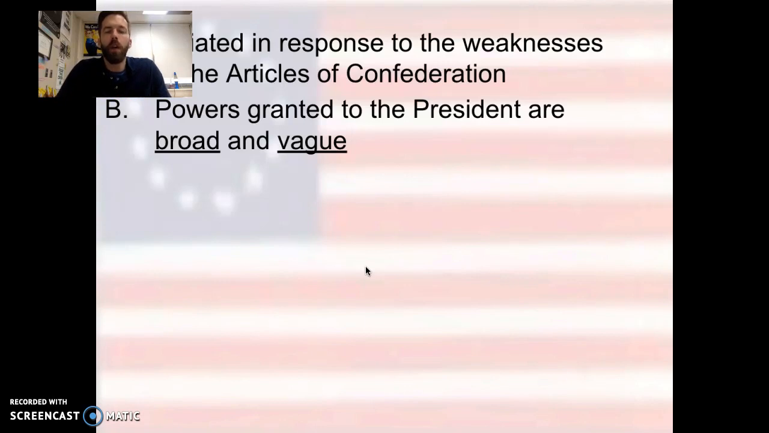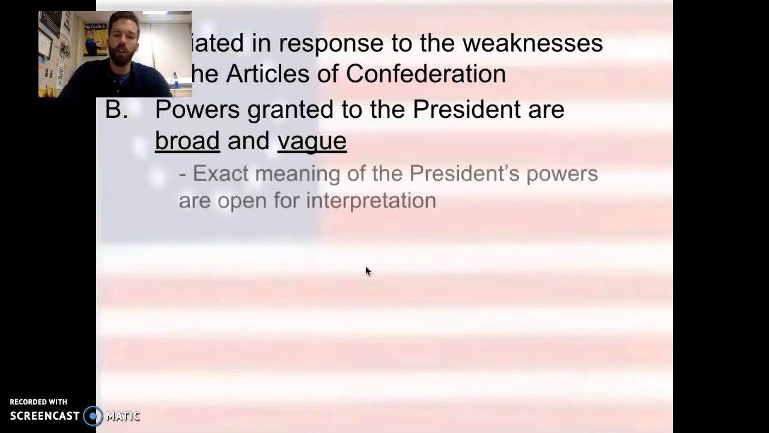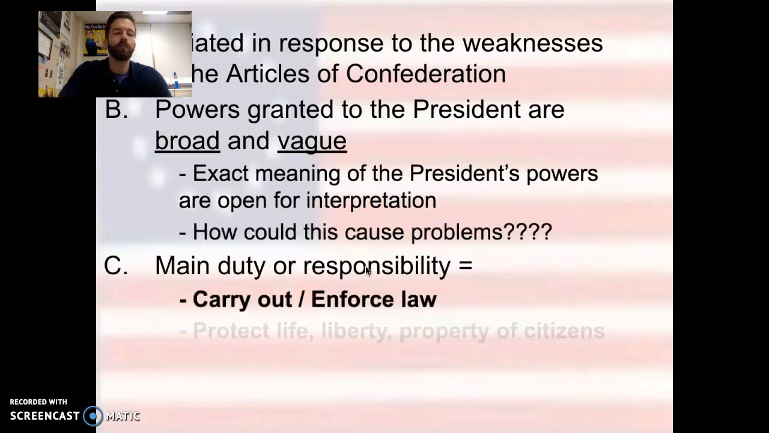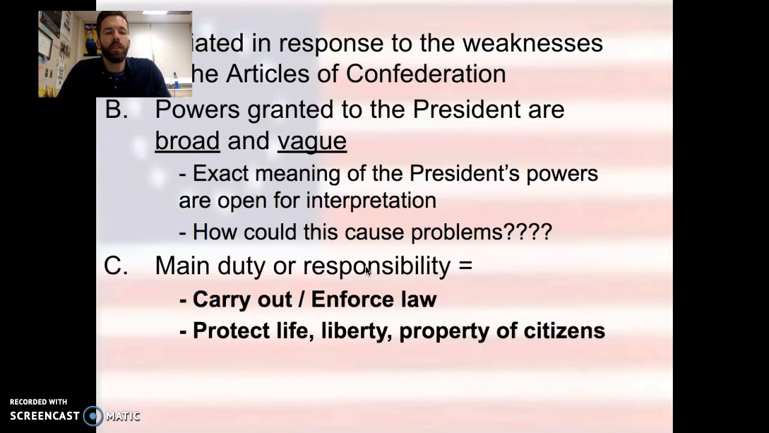Now, the powers that are granted to the president are very broad. Okay, they're very vague and open to interpretation. Okay, it says they're supposed to protect life, liberty, property of citizens, uphold the Constitution. So really, where Congress's powers are very specific at times, the presidential powers are kind of open to interpretation.